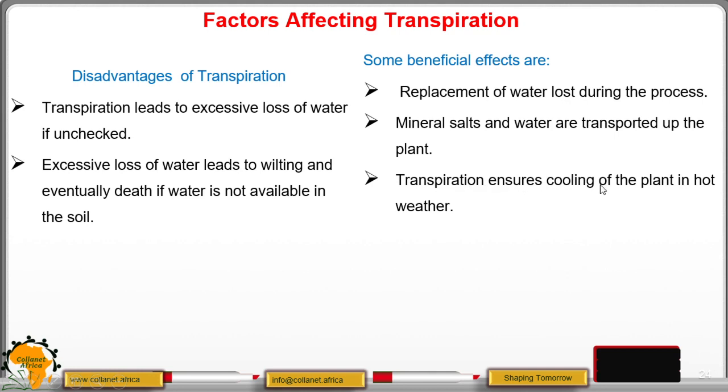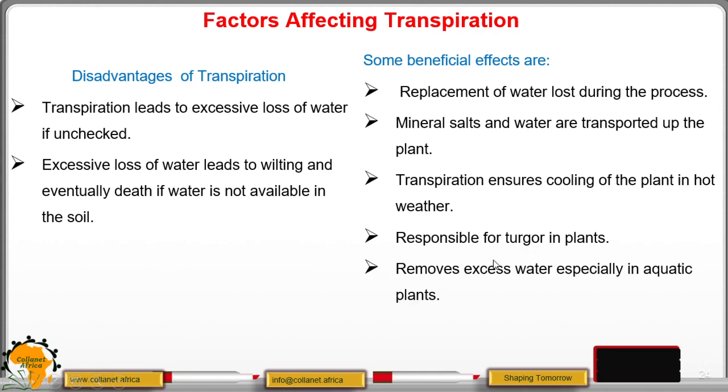Transpiration brings about a cooling effect of the plant, especially in hot weather. Transpiration is responsible for turgor in plants, especially those plants having weak stems. So they depend on water to be turgid or strong. Transpiration removes excess water, especially in aquatic plants, those plants growing in wet habitats.